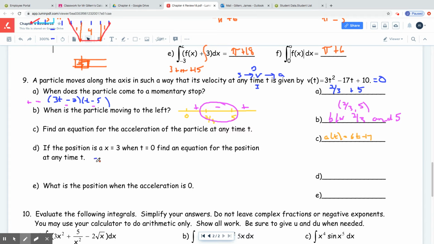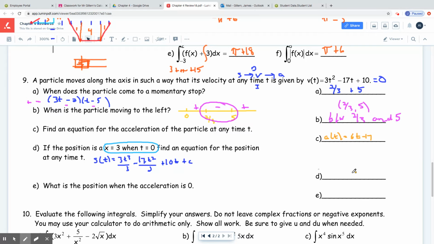So the position is going to be equal to 3t cubed over 3 minus 17t squared over 2 plus 10t plus c. Well, I can't have a c in my position equation. So you need to use the information you're given in the problem, which is that the position is 3 when t equals 0. So if I plug in 0 for all of these, what's c going to end up being? It's going to be 3.